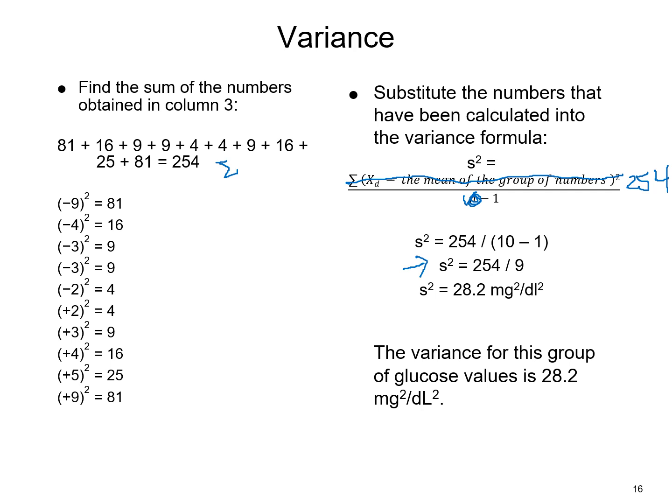So don't forget where we did that square. So that's why you got these little squares here. And that's what our variance comes out to be, 28.2. Now let's talk about what we're going to actually do with that number.